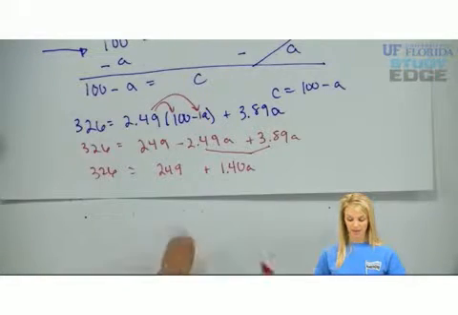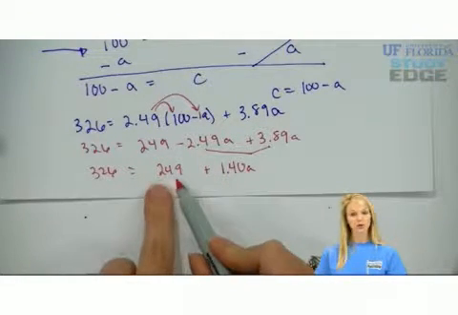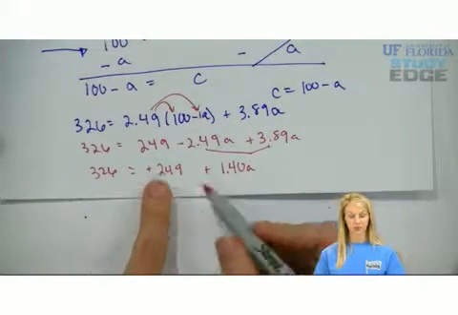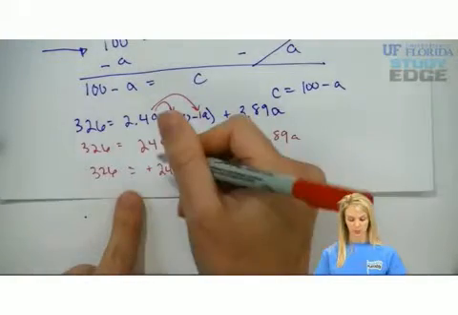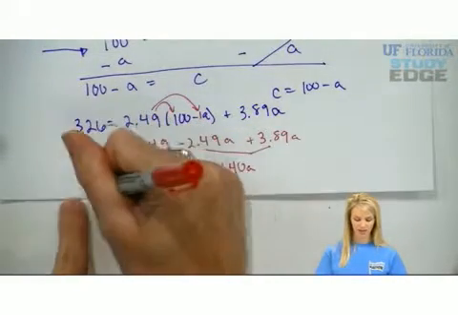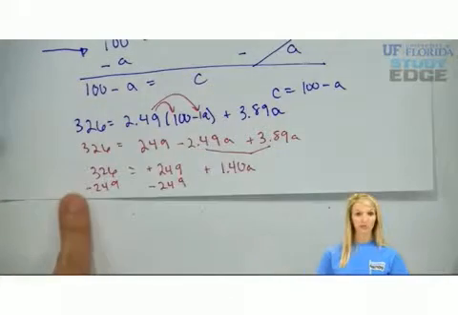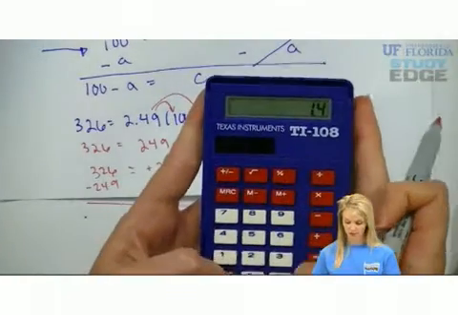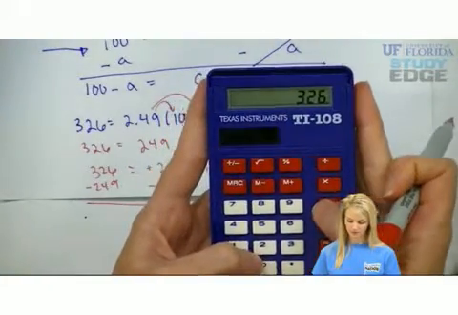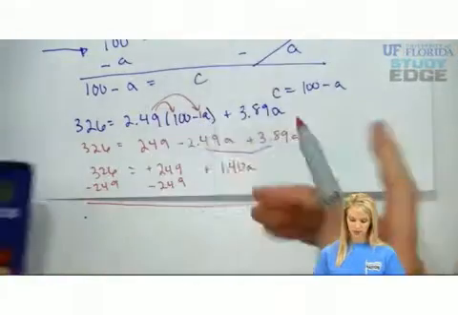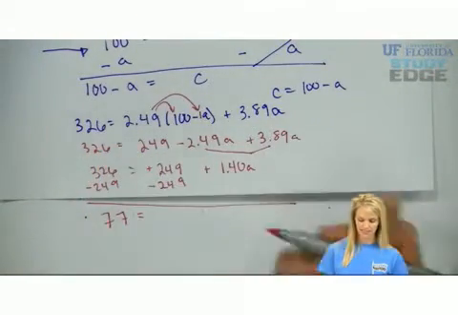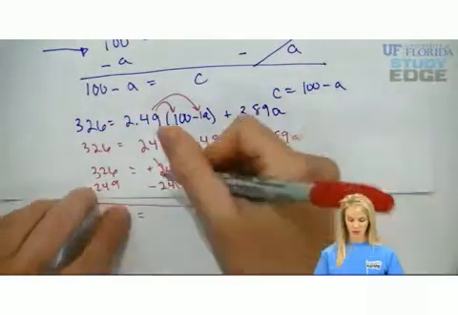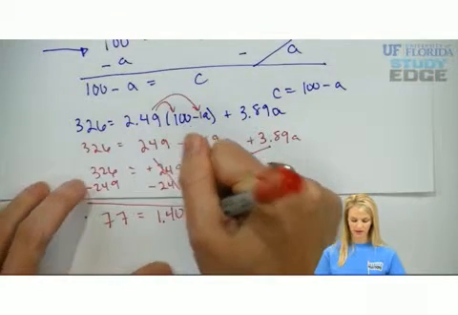Well, now I need to solve for A. Well, if I want A by itself, there's 249 right here. Is this positive or negative? It's positive, so what do we need to do to get rid of it? Well, since 249 is being added, we are going to subtract. We're going to subtract 249 from both sides of the equation. Let's see what that gives us. 326 minus 249. We get 77 is equal to what? Well, the 249 and the negative 249, those cancel out. We get $1.40A, 1.40 times A.